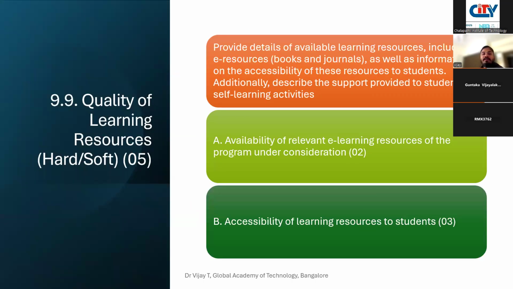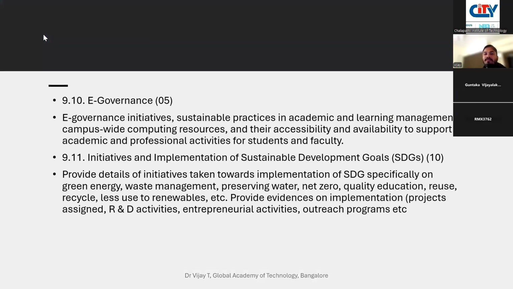Then we have quality of learning resources. So what the institution has provided to the faculties for learning resources, hard copies and soft copies, accessibility, internet resources, and then a studio to create videos, to create e-content. So all those would be reviewed under this criterion.